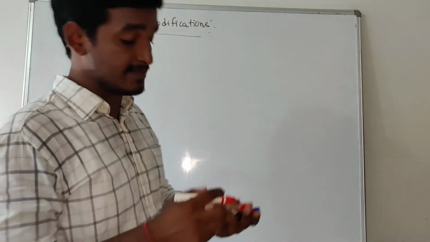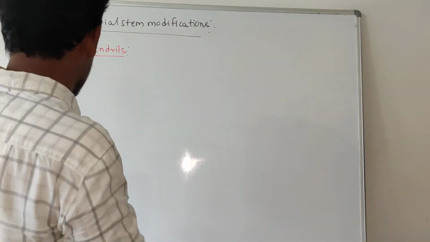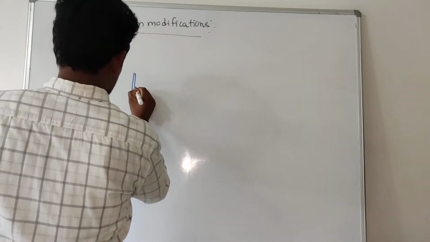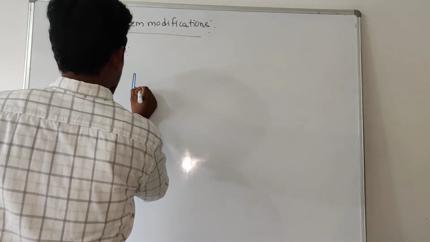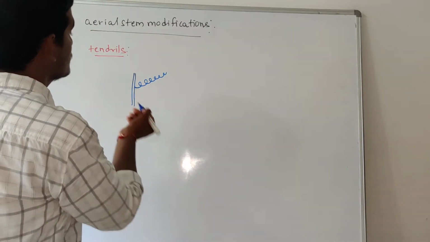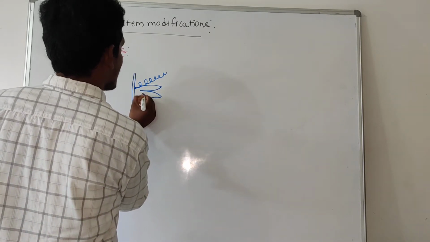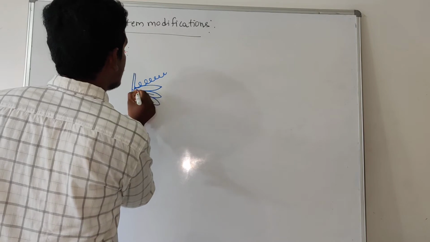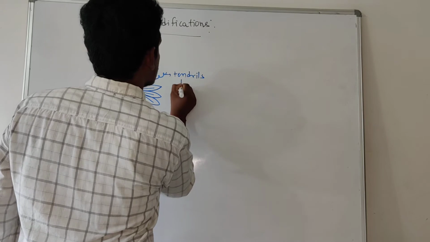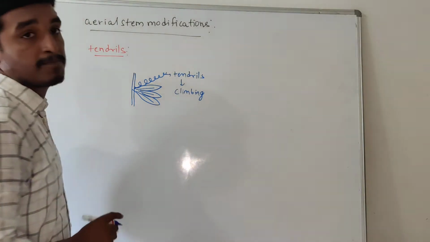So what about tendrils? What is the function performed by tendrils? Tendrils are thin, wiry, coil-like, sensitive organs. It helps mainly in a climbing purpose. These are called tendrils. The main function of tendrils is climbing.